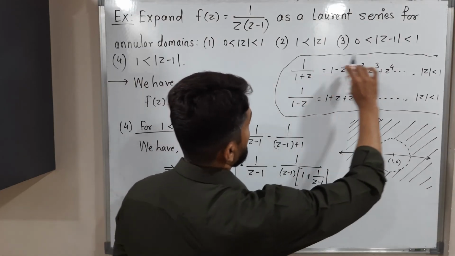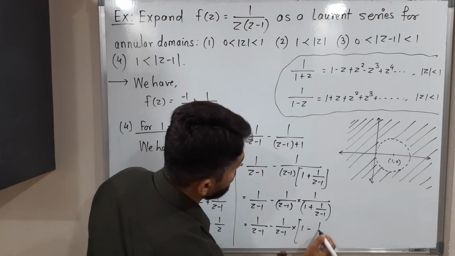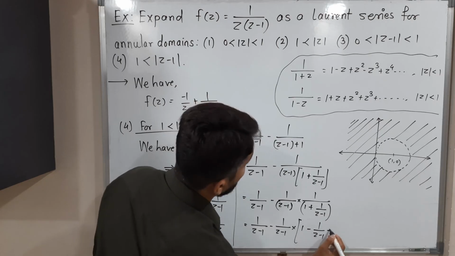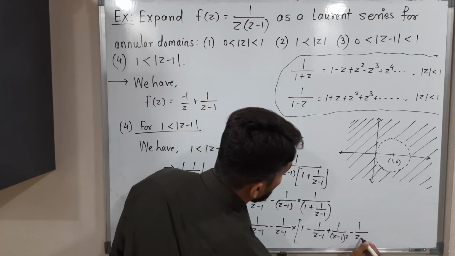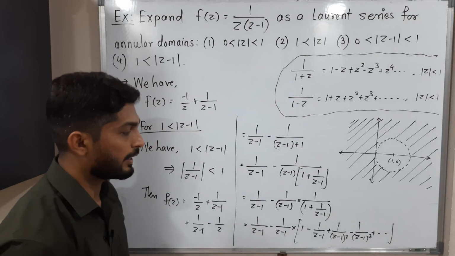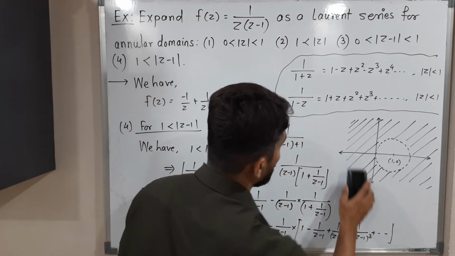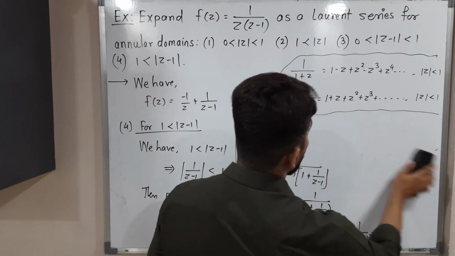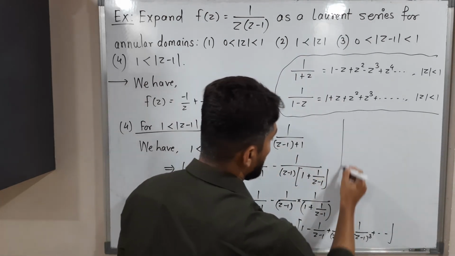I am going to use the same series. In place of z I have this term. So 1 minus 1 upon z minus 1 plus 1 upon z minus 1 square minus 1 upon z minus 1 cube plus and so on. So this is a required Laurent series. If you want, you can solve it further. Let me remove this diagram so I can work on it. If you keep it as it is, no problem; that will be the Laurent expansion.